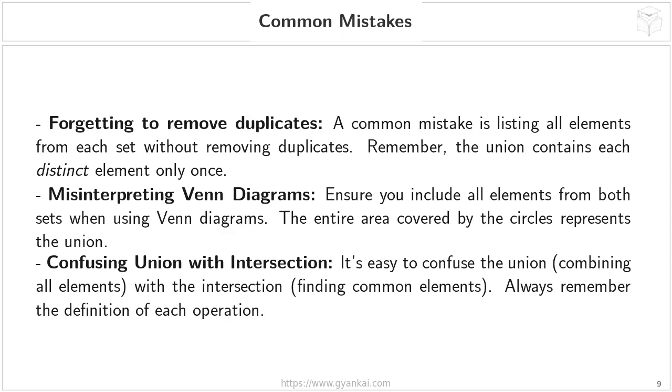Finally, and this is a big one, confusing union with intersection. It's easy to confuse the union, combining all elements, with the intersection, finding common elements. Always remember the definition of each operation. We haven't formally covered intersection yet, but you'll learn that it's about finding what's shared between sets. The union, on the other hand, is about combining everything. So, if the question asks for the union, don't accidentally list only the elements that are in both sets. That would be the intersection. Keep those definitions straight, and you'll be in good shape.